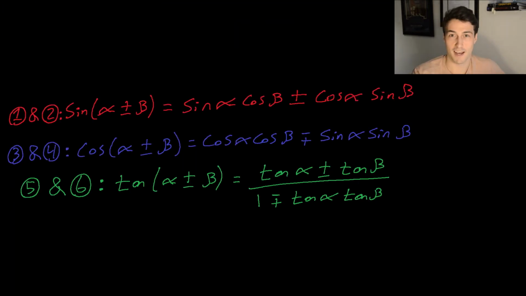I know I've been saying a lot of sine, cos, and tan, but I promise it will get easier. We're just going to go through what the goal or the end result is going to be from this derivation. So here we have sine of alpha plus or minus beta.